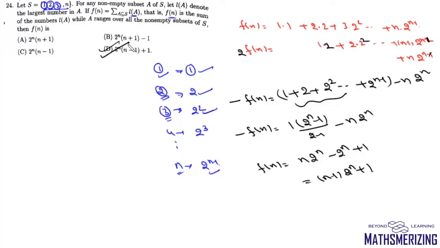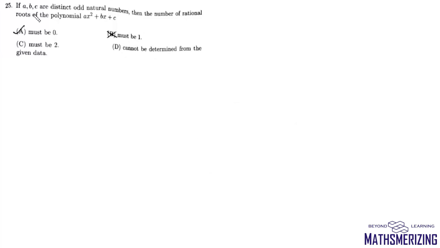Now question number 25 is, if a, b, c are distinct odd natural numbers, then the number of rational roots of this polynomial ax square plus bx plus c is. Now for rational roots, its discriminant must be a perfect square. So we can write d, and we can write this as b square minus 4ac, and it should be equal to some perfect square, say n square.